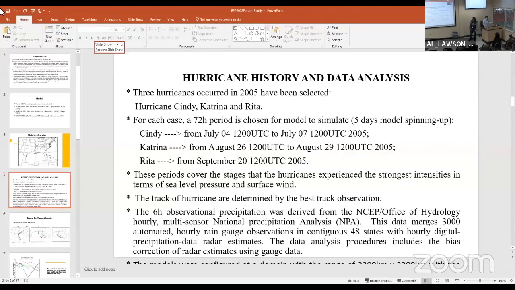So what is the data used? The data is usually 6-hour observation, the precipitation data from the MPA, and other data. Actually, there's another one, but it's not included. It just disappeared, I don't know why. Okay, just next page. It's fine.